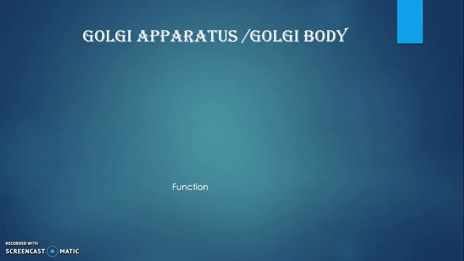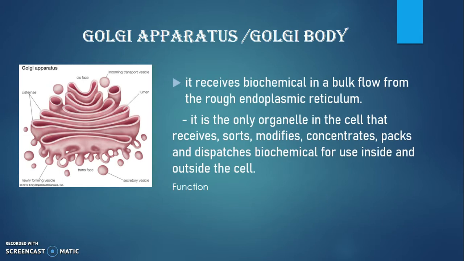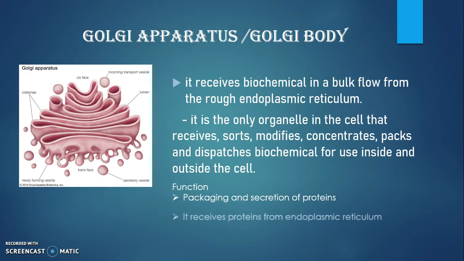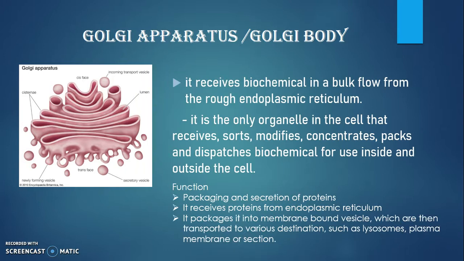Golgi apparatus or Golgi bodies. It receives biochemicals in bulk flow from the rough endoplasmic reticulum. It is the only organelle in the cell that receives, sorts, modifies, concentrates, packs, and dispatches biochemicals for use outside of the cell. And the function is packaging and the secretion of protein. It receives protein from the endoplasmic reticulum and packages it into membrane-bound vesicles which are then transported to various destinations such as lysosome, plasma membrane, or secretion.